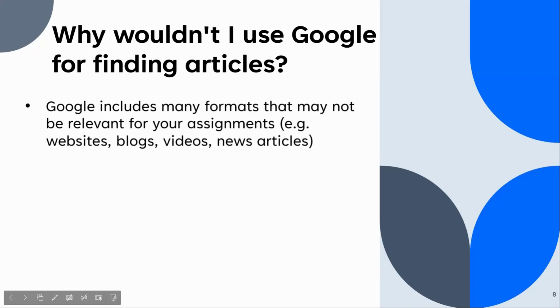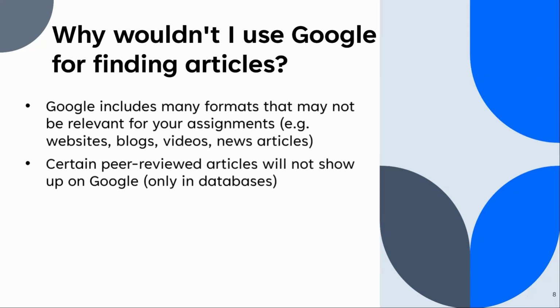So on the assignment guideline example we looked at, you're asked to find information from scholarly journals, to find peer-reviewed articles. And Google has maybe a little bit of that, but it has a whole bunch of other things too. So you'll find websites and blogs, videos, news articles, and these are just a few types of formats. There are definitely other ones there too. So there's a lot of other kinds of information that you might need to sift through before you find the kind that would even be relevant for your assignment.